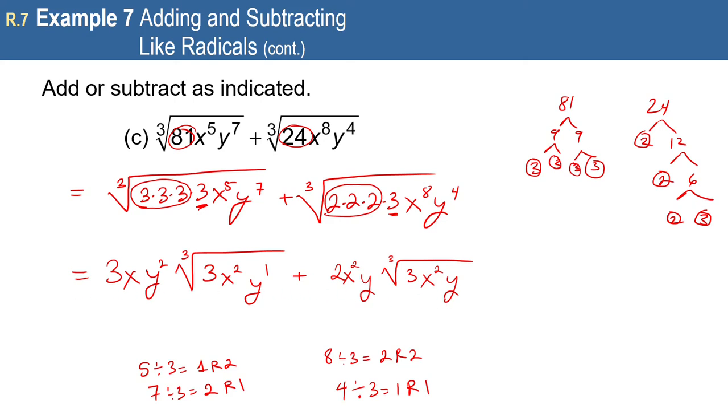And so we have now 3xy squared times the cube root of 3x squared y to the first, or just y, plus 2x squared y times the cube root of 3x squared y. Now we can simplify it a little bit further. Notice they have the same factor here. So I could extract the factor out. This is 3xy squared plus 2x squared y times the cube root of 3x squared y.